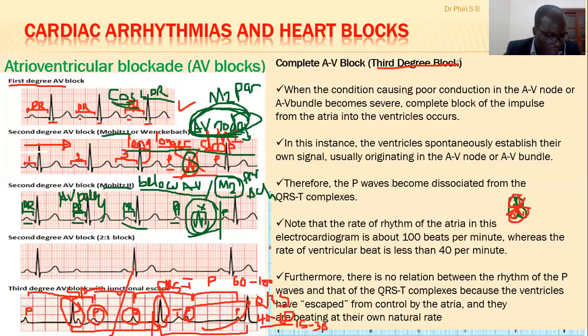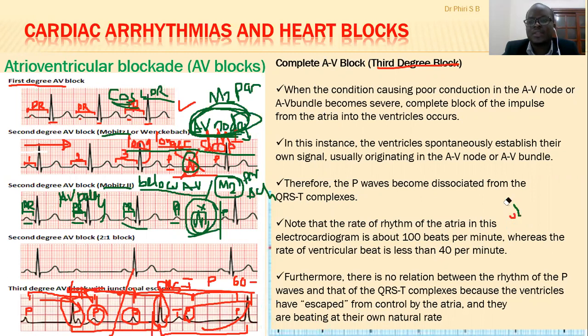It means you can have P wave march. So the distance from one P wave to another P wave, and from this P wave to another P wave, will be the same. Then the distance from QRS complex to another QRS complex will also be the same. But there is no correlation between the P wave and the QRS. Then you know to say that this is a third degree heart block. So that's how you can differentiate these heart blocks.